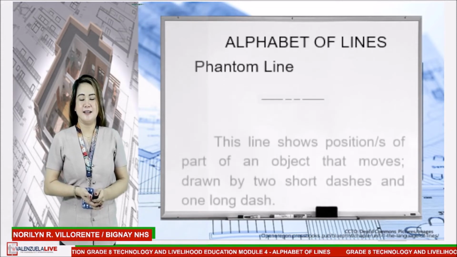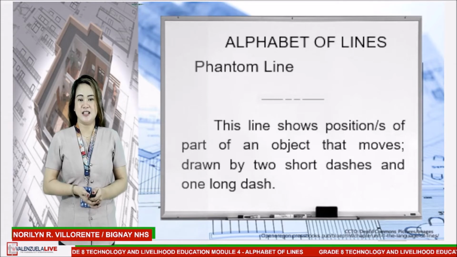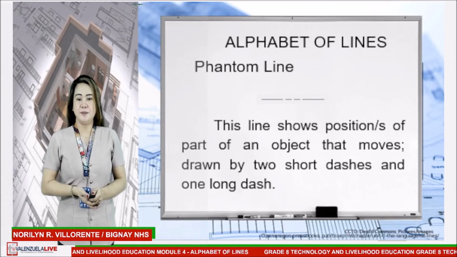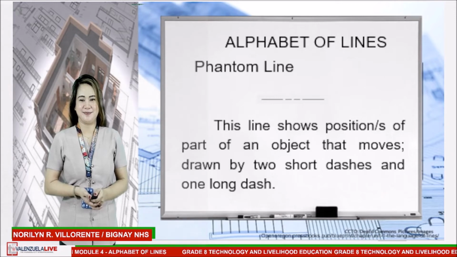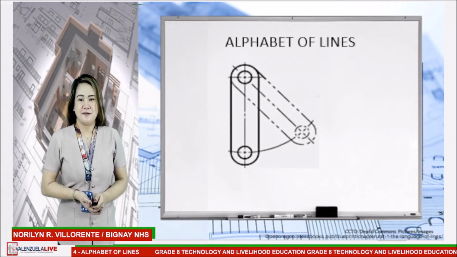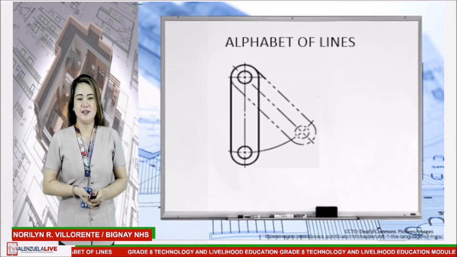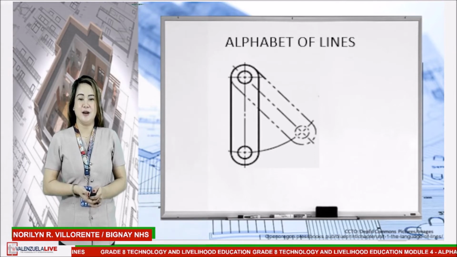Phantom line. This line shows positions of part of an object that moves, drawn by 2 short dashes and 1 long dash. Phantom lines are used to indicate imaginary parts of the object that is moving.